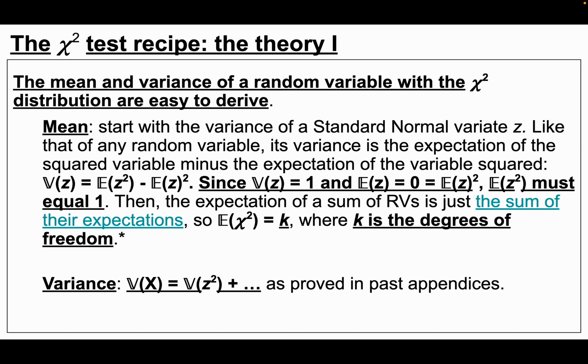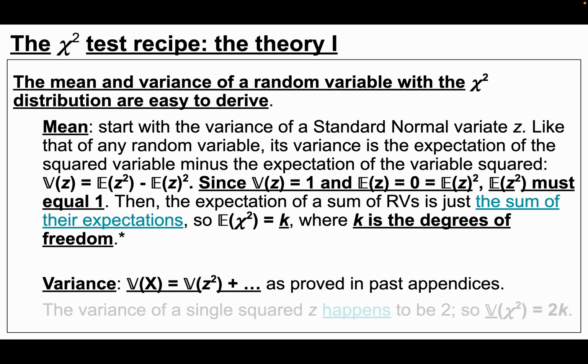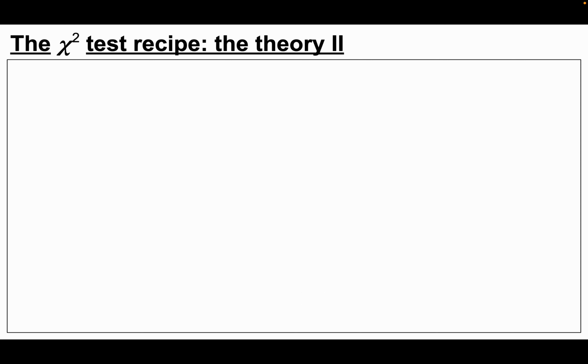The variance of x, where x is a sum of random uncorrelated variables, is just the sum of all of their variances, as proved in past appendices. I probably should make it clear that this is only true when these are uncorrelated. I'll do that. The variance of a single squared z happens to be 2, which is a little bit complicated to show. So then what that means is that the variance of a chi-square distribution is equal to 2k. So some interesting facts. We'll make use of them later.